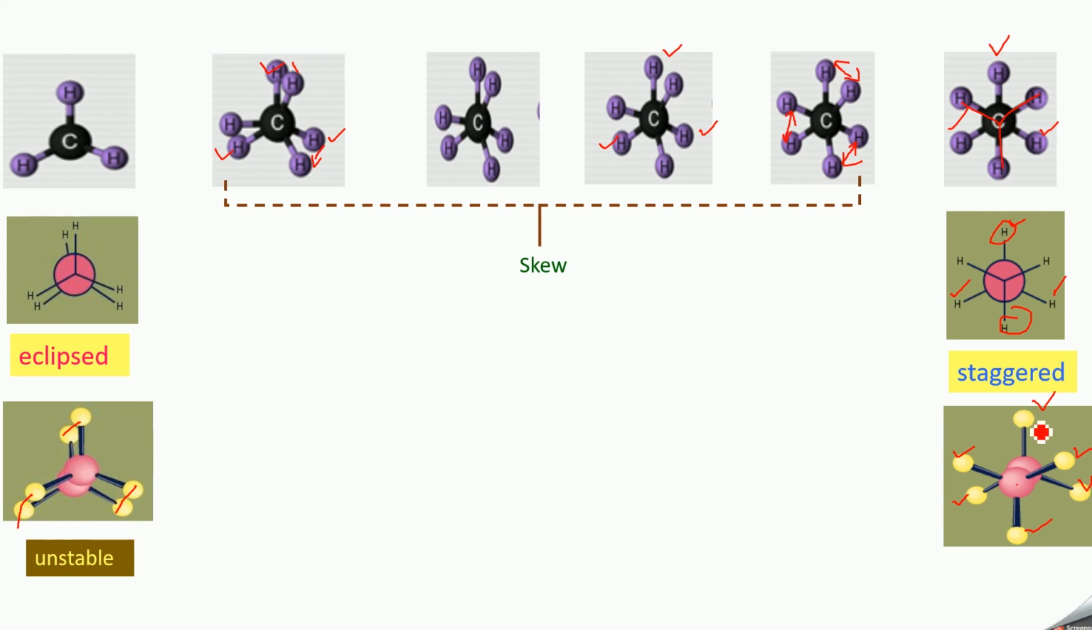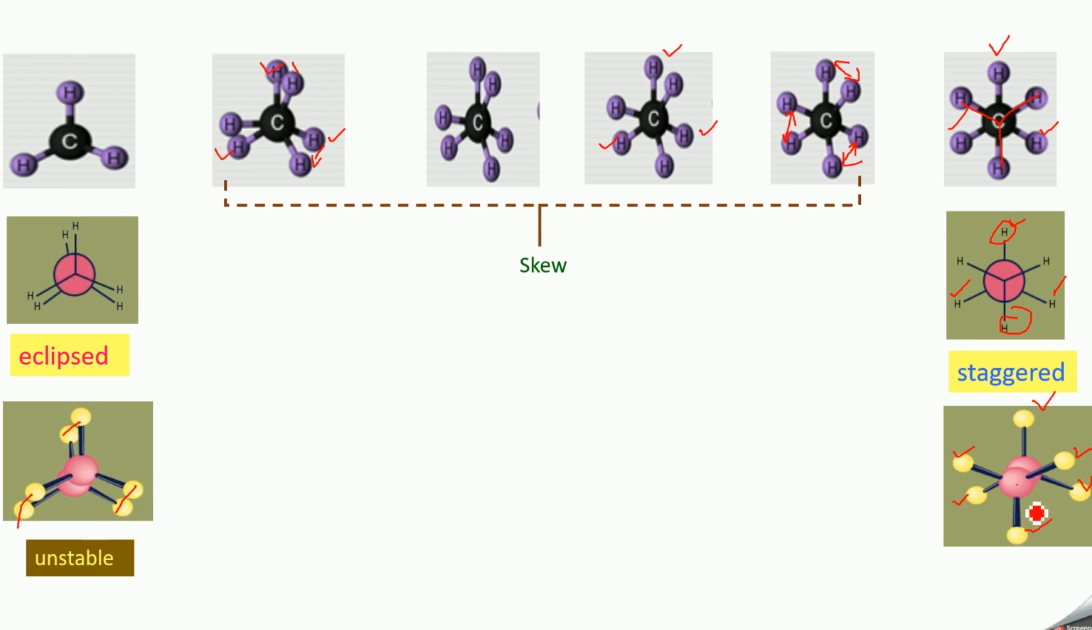Now you take the staggered form. In the staggered form, these two hydrogens are opposite to each other. These two hydrogens are too, so all the hydrogens are very far away, they are opposite to each other. So there will not be any hindrance. There will not be any hindrance due to other hydrogens.